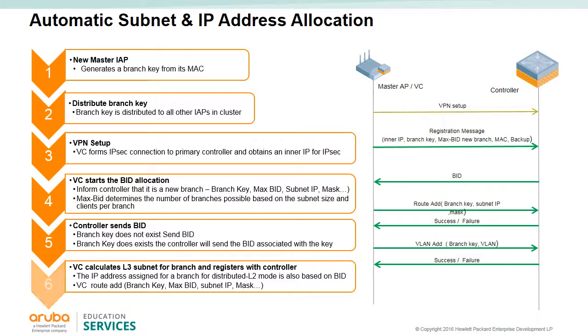After the bid is allocated, the VC will calculate the L3 subnet for the branch and register it with the controller. Therefore, to ensure proper handling of IP and distribution of IP addresses, the controller and the IAP go through a process called branch ID allocation. This process ensures that each branch in a distributed L2 or L3 mode is allocated a set of IPs that the master IAP can then distribute to clients.